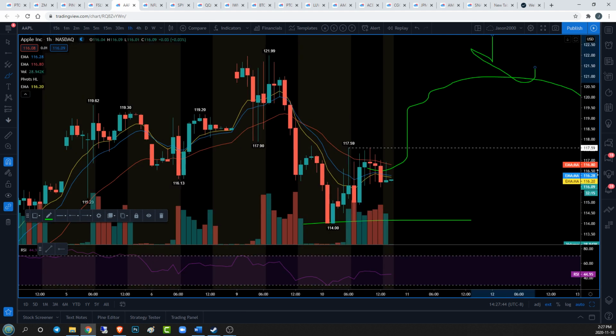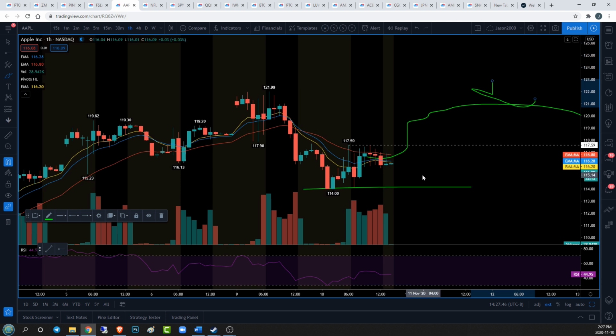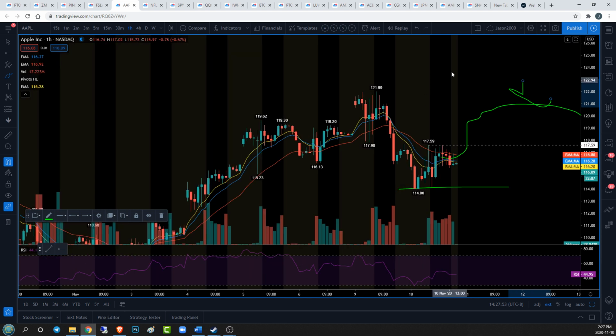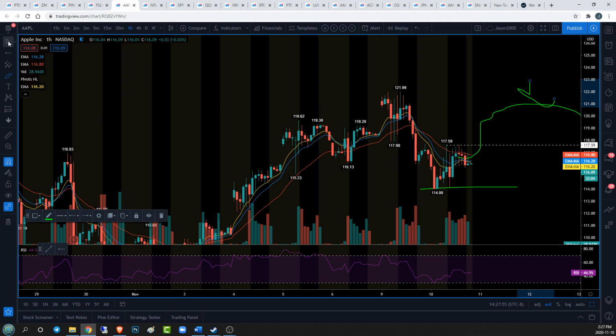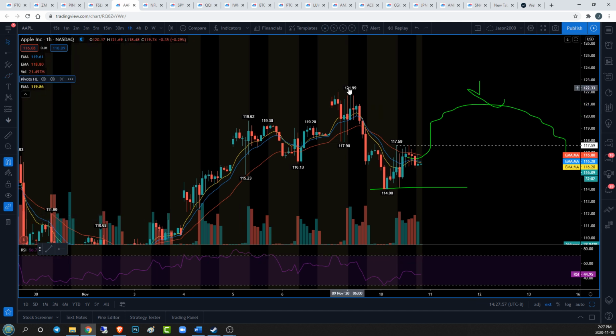Hourly time frame, setting up well for that. We'd look for a higher low over top of 114, or the actual low 114.13, into a break over 117.59. And like I said, the short term is on the 4-hour. And that is it for today.